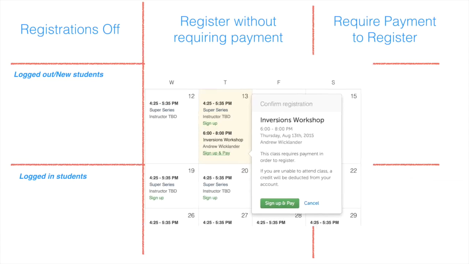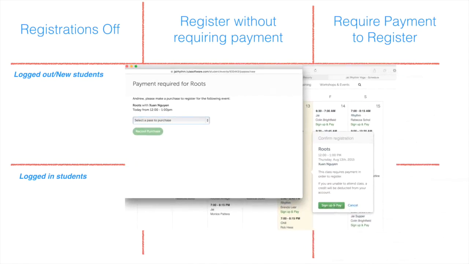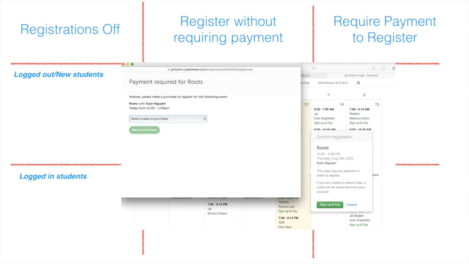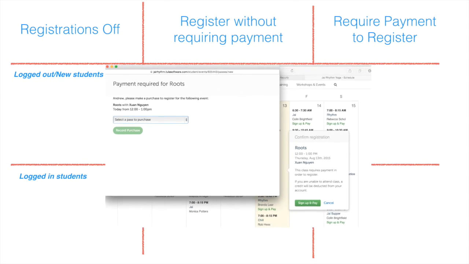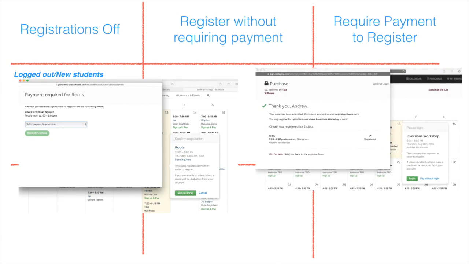Now, in the event where students are logged in, but they don't have available credits for the event that they want to attend, then they too will be prompted to make a payment when they go to register. Since they're already logged in though, they won't need to give us information about themselves, and if they have a credit card on file, they will be able to use that credit card on file when they make their purchase. Once the purchase is complete, here again, they will see a confirmation that they have been registered for the appropriate class.